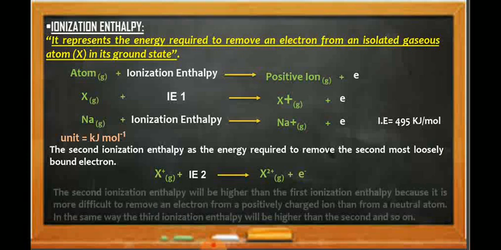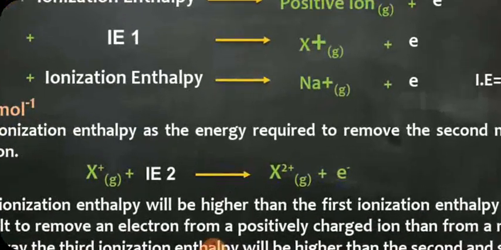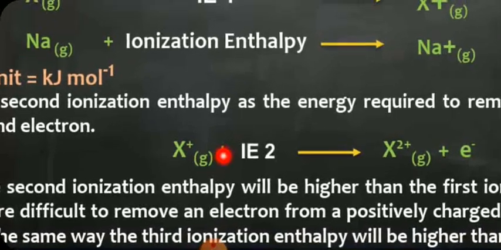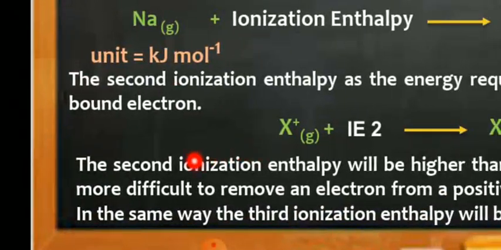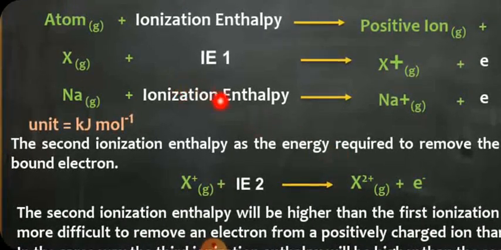Okay, now the second ionization enthalpy will be higher than the first ionization enthalpy. This IE2, second ionization enthalpy, is always greater than first ionization enthalpy IE1. Why? Because it is more difficult to remove an electron from a positive ion than from a neutral atom. So it is more difficult to remove an electron from this positive ion X plus.